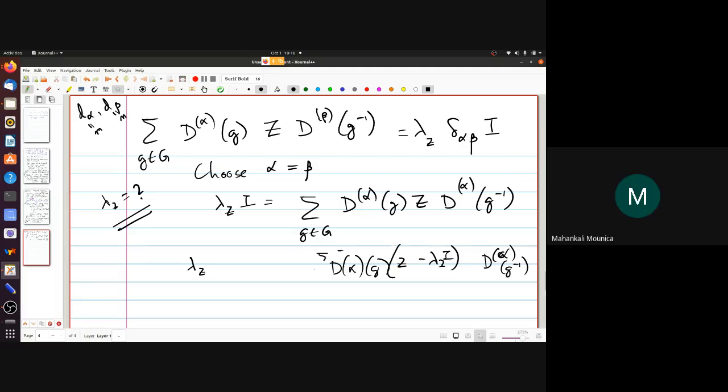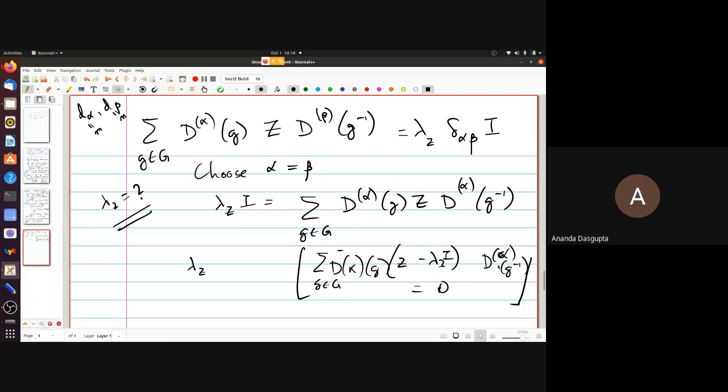So can we conclude that z minus lambda I is 0? No, because it's part of a whole sum. If you did not have the sum, then you could say z is lambda z I. But that would be disastrous, right? Because that would be absurd. Because z is in your hands. You don't have to choose z to be a diagonal matrix.